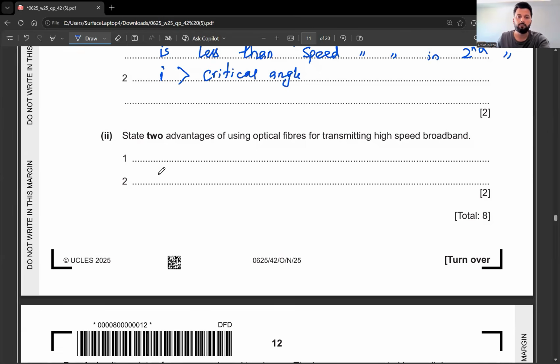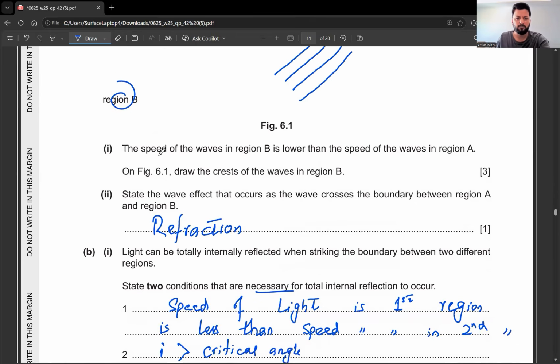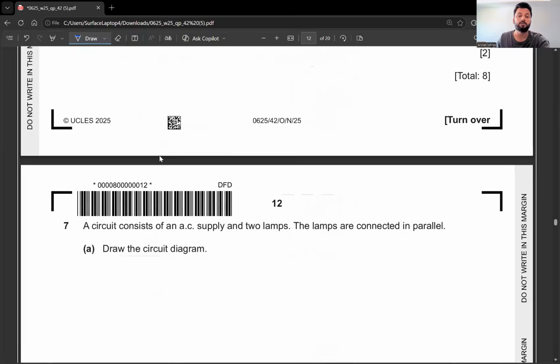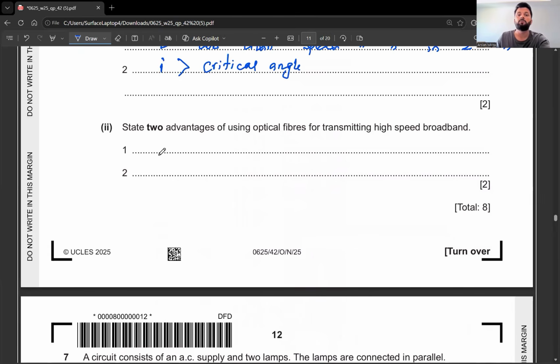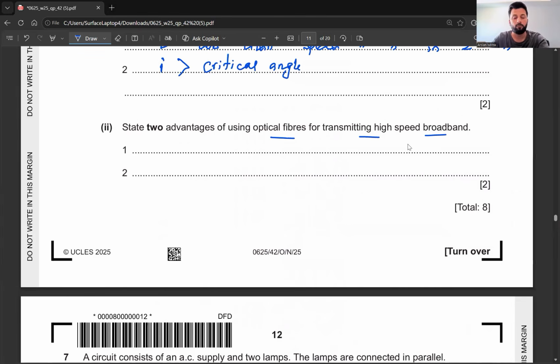Last part of question 5. State, this is question 5? Yeah, question 6, sorry, my bad. So last part of question 6. State two advantages of using optical fiber transmission high speed in the broadband. In the past, we used copper wires. The data rate was very slow. So you can just write high rates of data, carry large amount of data, and it is glass. So signals pass through at the speed of light in the form of light.